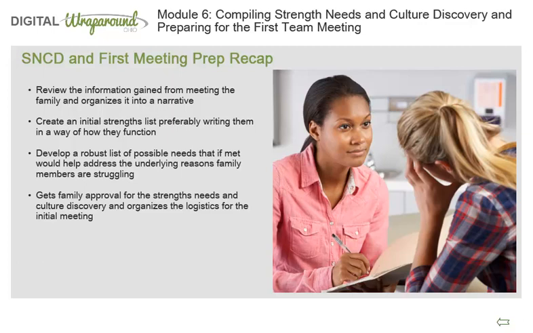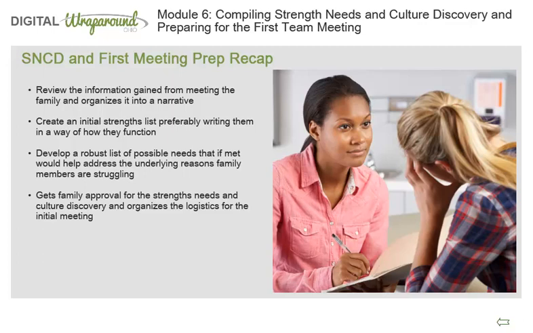To recap, compiling the Strengths, Needs, and Culture Discovery, the facilitator begins by reviewing the information gained from meeting the family and organizes it into a narrative so that it will provide the reader or listener the context of where the family has come from, the meaning of events that have occurred in their life, and looks at their life holistically and the various aspects of their lives and family culture. The facilitator looks for those assets, skills, capacities, talents, strong preferences, and ways that things work best for the person and highlights them. These strengths are developed into an initial list, preferably writing them in a way of how they function and have helped the person grow, handle situations, or overcome obstacles.